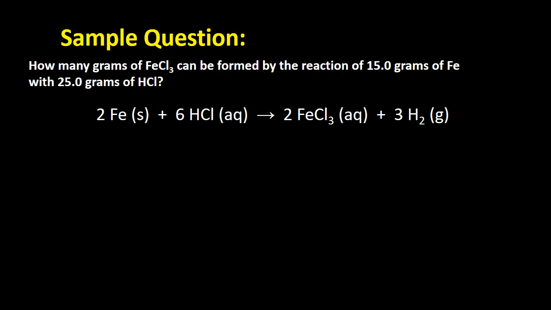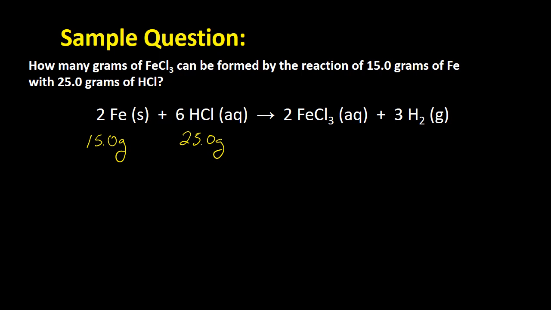Okay, so here's a typical sample question. We've got a reaction here, iron reacting with hydrochloric acid to make iron chloride and hydrogen, and we've got 15 grams of the iron, and we've got 25 grams of the hydrochloric acid.